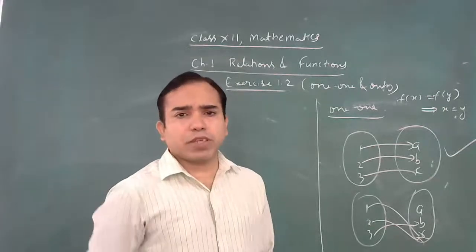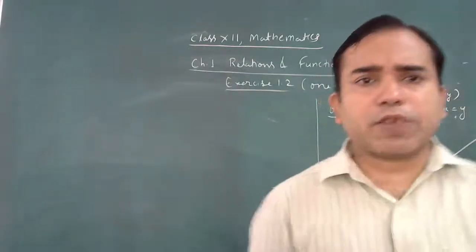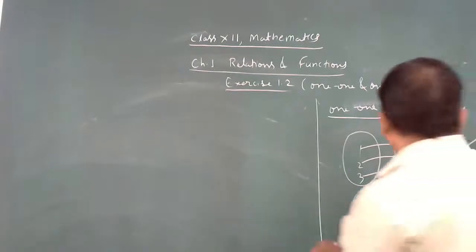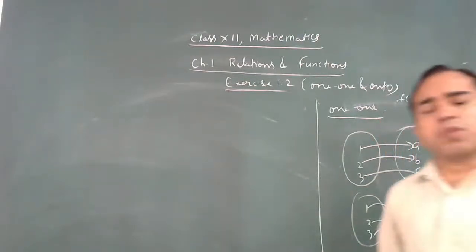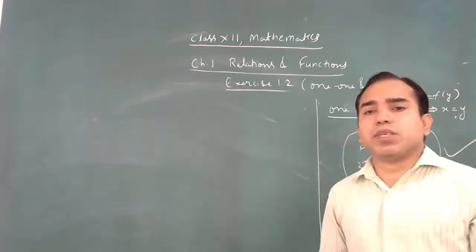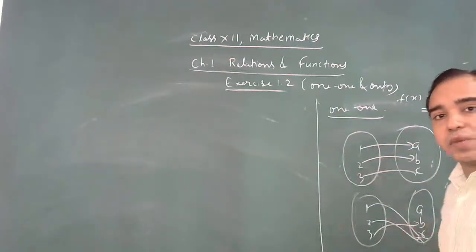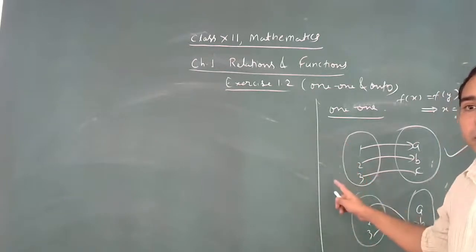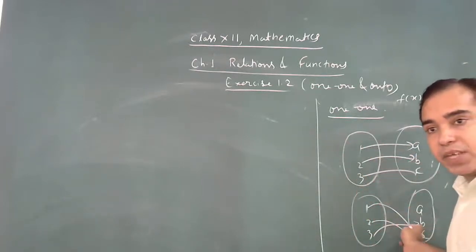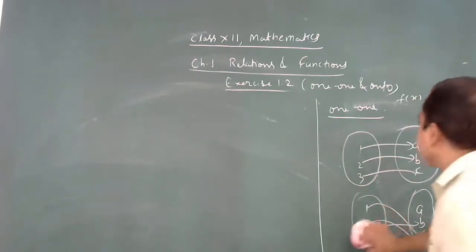And some more key points we saw that we will discuss later on. But roughly speaking, what is the meaning of one-oneness? One-oneness means that different domain points should take different images. Two domain points should not take same image. Correct?